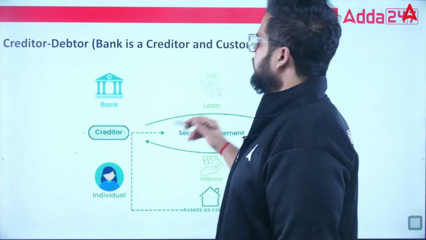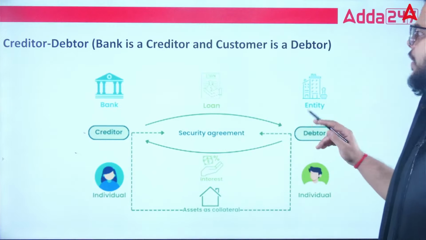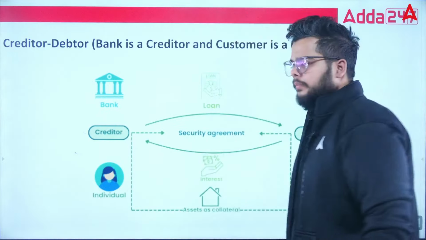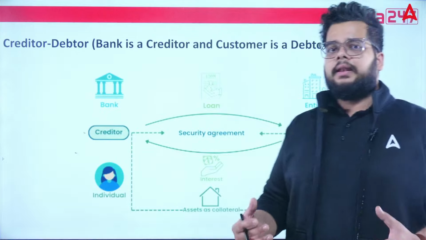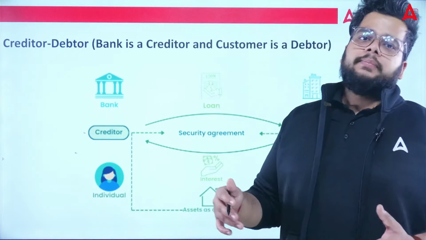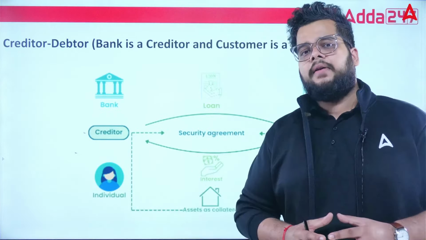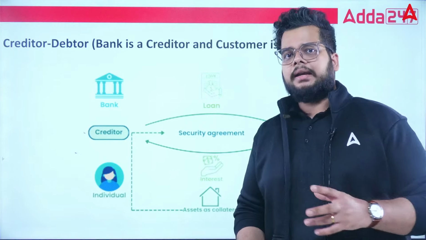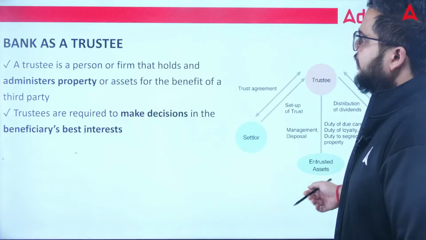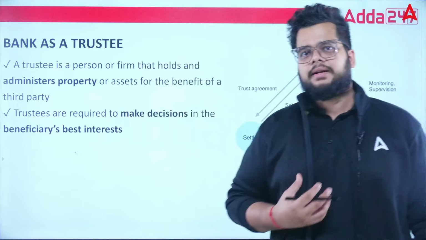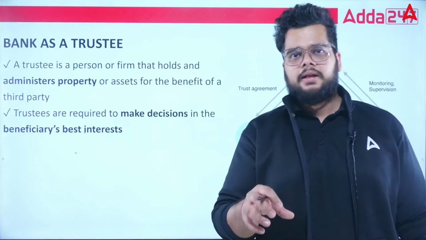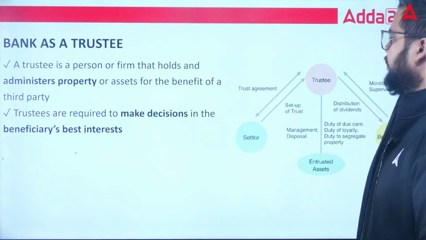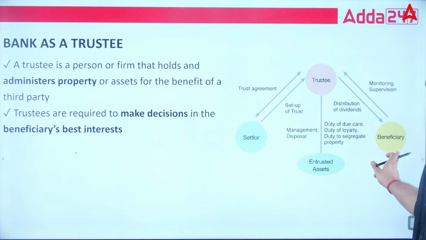Then we have the simple relationship between the bank and customer: bank being the creditor, customer being the debtor. Whenever the bank is providing some amount, the bank is the creditor and the customer is the debtor. When we flip the side, when the customer is depositing some amount, the customer is the creditor and the bank is the debtor. After that, bank as a trustee: if you as a customer are entrusting a particular bank with certain services, then the bank acts as a trustee, and you will be the beneficiary.